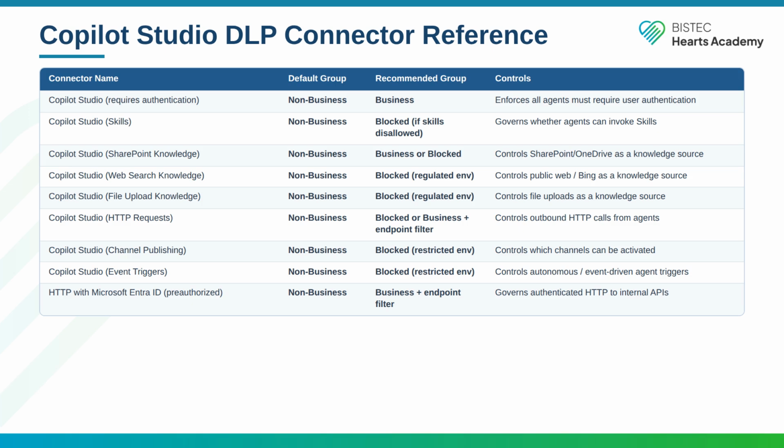This is the most sensitive connector in the catalog because it can reach any internet-accessible API. Either block it entirely or move it to business with an endpoint filter that enumerates the approved hosts.